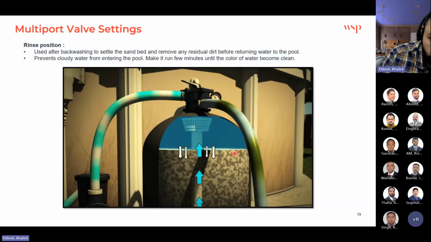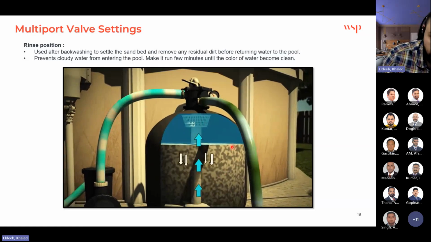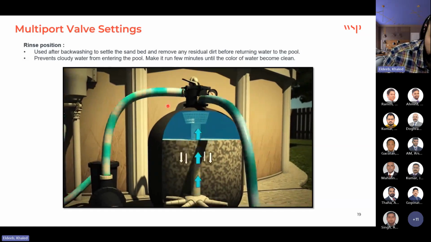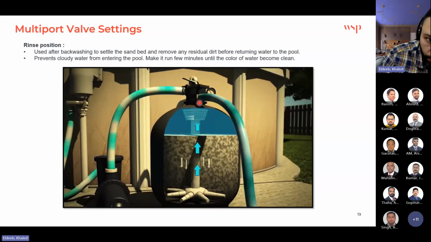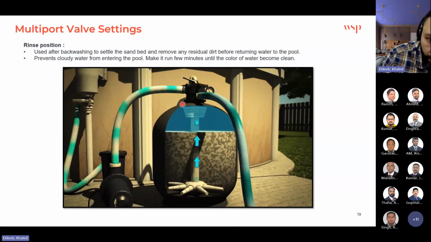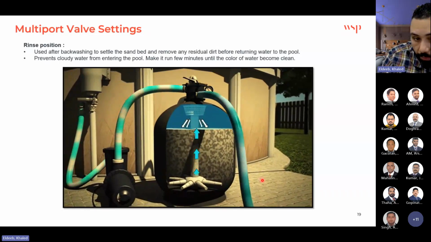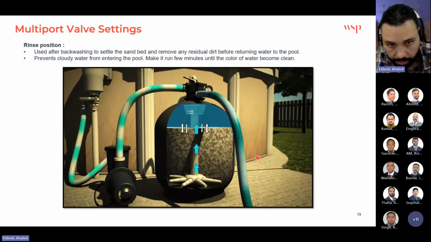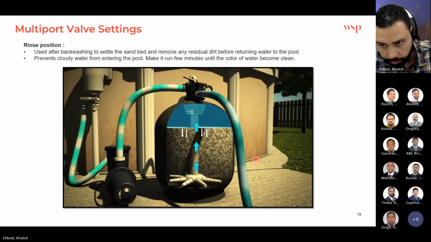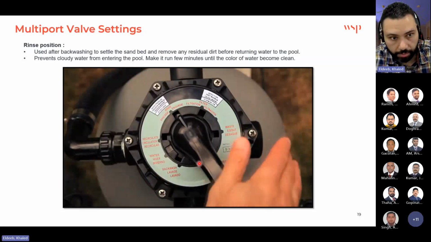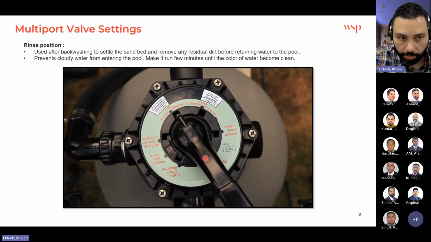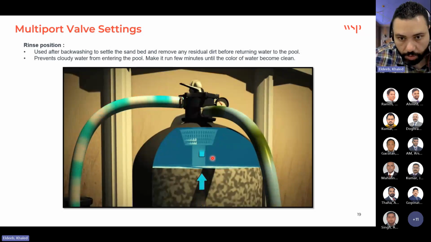You remember the cloudy color that I showed you in the last session? So this is one of the reasons. If you do backwash without rinsing... after every single backwash, you have to rinse the valve in order to ensure there is no residual sand going back to the bowl. It should go to the drain system. As usual, stop the pump and restart the pump after switching.